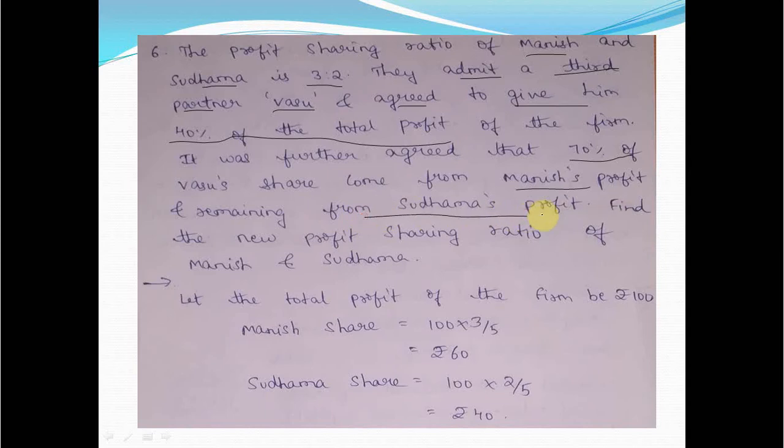So what is asked? Find the new profit sharing ratio of Manish and Sudama. We already know the old profit sharing ratio, which is 3:2. The new profit sharing ratio we have to find. Why new? Because one more partner, Vasu, is admitted and agreed to give him 40% of total profit. Apart from that, it was agreed that 70% of Vasu's share should come from Manish's share.